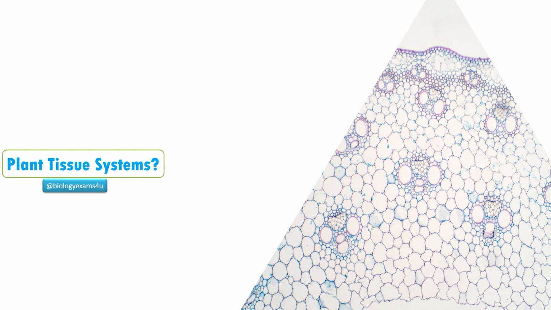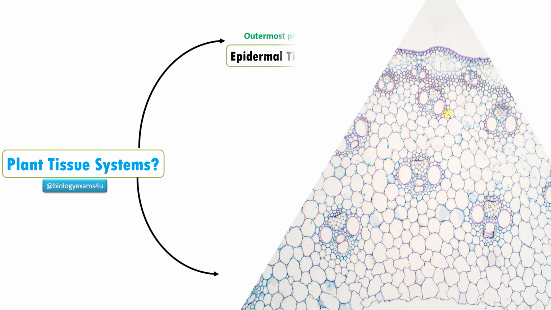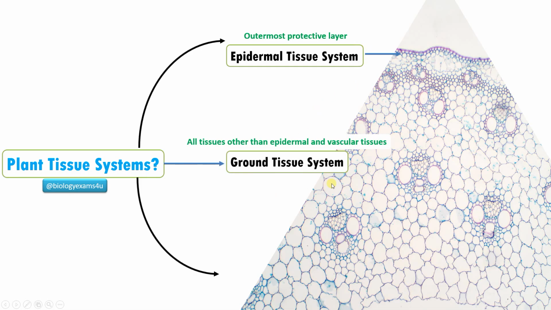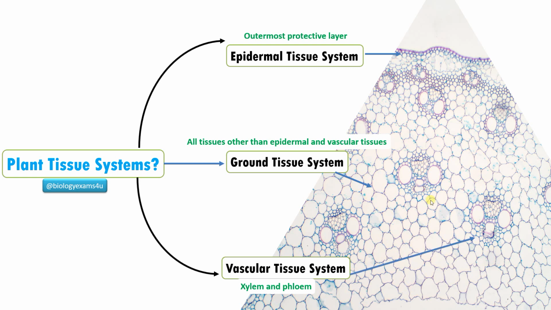Hi friends, in this video let us understand the different plant tissue systems once we have a section under the microscope like this. So this is a section of a monocot stem. The plant tissue systems are, the first one is the epidermal tissue system, which forms the outer protective layer as you see here. Then there is ground tissue system, all tissues other than epidermal and vascular tissues, this region. And the third tissue system is the vascular tissue system that is involved in conduction of food and water, that is xylem and phloem. So this is the vascular tissue system.